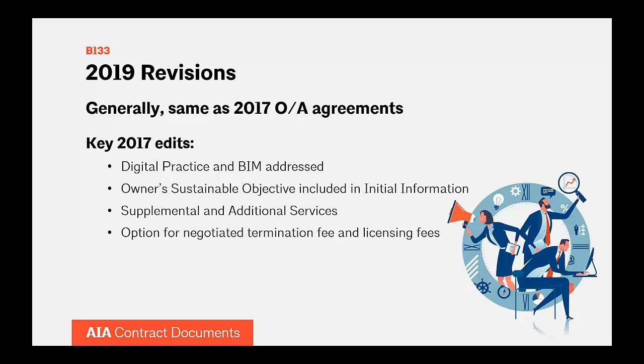And so we renamed the types of services that could be negotiated in advance. We're now calling them supplemental services. And those would be things like site evaluation, programming, historic preservation. They're all listed in the table in Article 4 if you're familiar with the owner-architect agreements. And then additional services are now the items that come up during the course of construction. And then there's also an option for providing a negotiated termination fee and licensing fee where the owner terminates for convenience. So again, if you wanted to know more about the 2017 revisions to the owner-architect agreements, which are carried forward here into B133, you could view the webinar on the 2017 revisions.